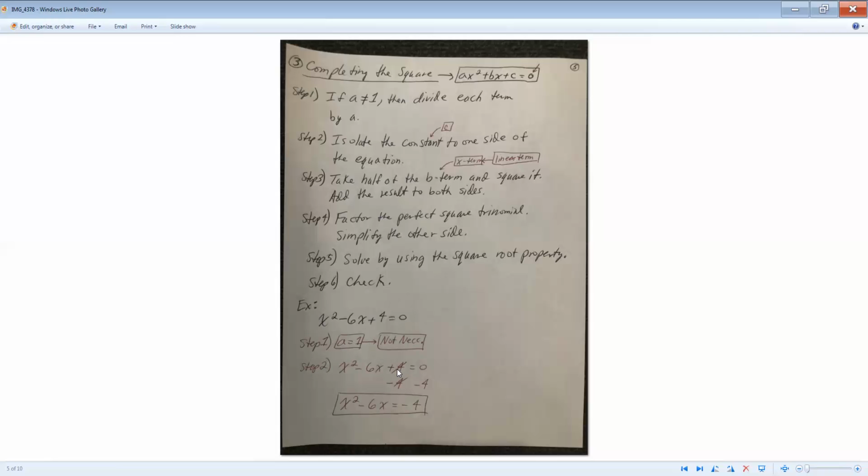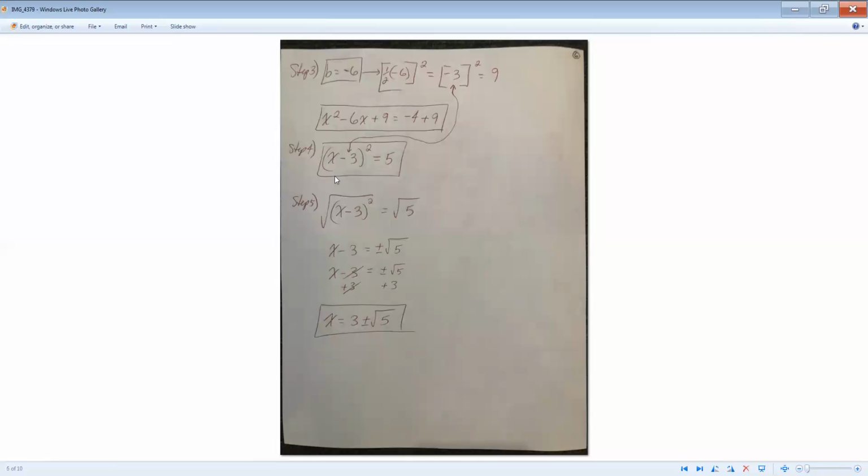The constant is a term that does not have anything to do with a variable, not connected to a variable. So in this case, it's just 4. So we subtract 4 from both sides. We isolate our constant, leaving us with x squared minus 6x equal to negative 4, which is now on one side by itself. Step 3, we want to take half of your b term.